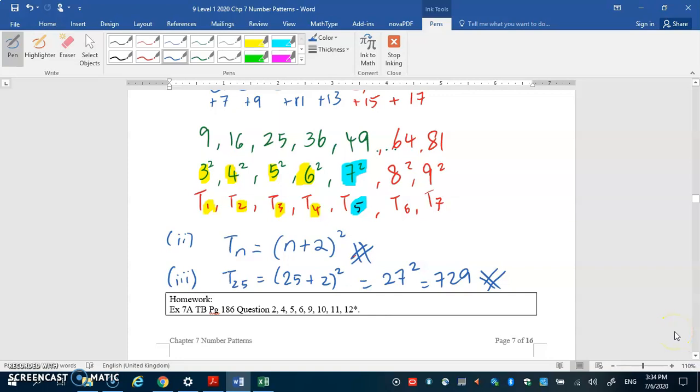Homework for today will be exercise 7a in your textbook. Okay, set 1 textbook, page 186. Okay, 2 of the questions are repeated, so I don't want you to do question 2. I don't want you to do question 10. But please do question 4, 5, 6, 9, and 11. Question 12 is optional. If you want to do it, you can do it. Okay? So please complete this and upload your answer on our Google Classroom as usual.